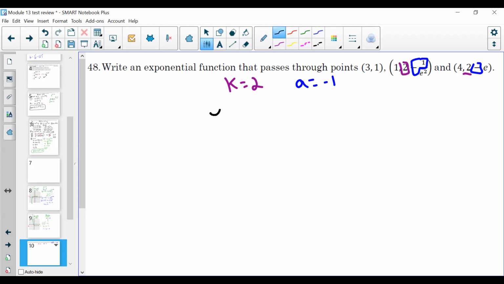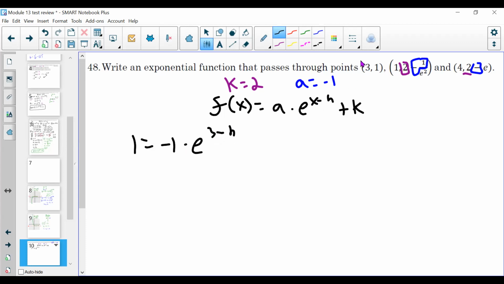So I want this thing in the form f of x equals a times e to the x minus h, plus k. I have my a and my k. I can just plug in (3, 1) into the equation to solve for your h value. So when y is 1, we get 1 equals my a value of -1 times e raised to the x, which we're saying is 3, minus h, which I don't know, plus my k value of 2.